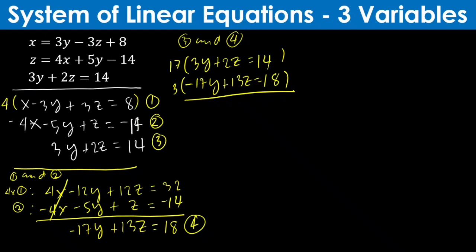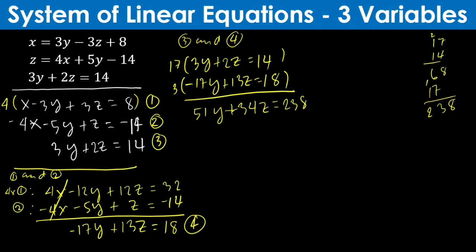So 3 times 17, that is 51y. 17 times 2, that is 34z. 17 times 14, multiply it. 17 times 14, that is 28, carry 2, 4, 6, 7, and 1. So that's 8, 3, 2, 238. That's 238. Let's multiply this one.